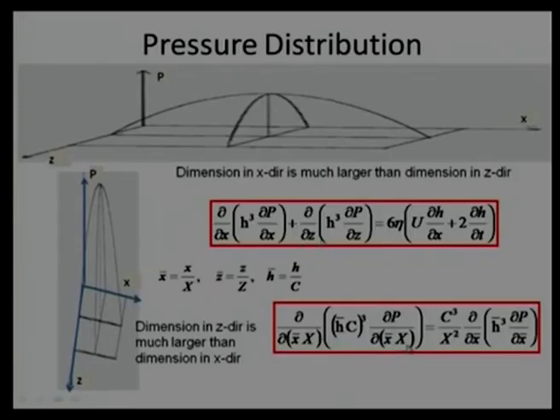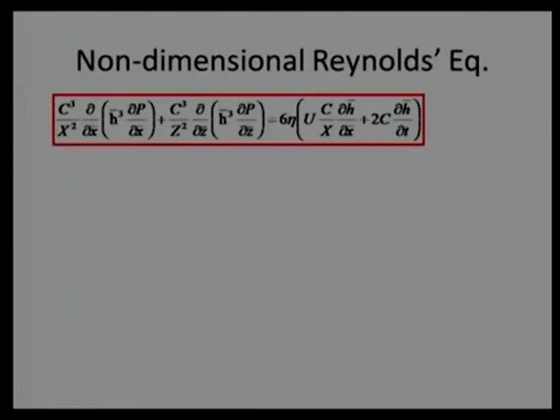Here too, instead of x, we are writing x bar into capital X. That is for the first term, and when we rearrange, we get the term in x bar and h bar, and the multiplication factor comes as c cube by capital X square. This is what I was talking about. This multiplication factor is going to give us the order analysis. If we do a similar thing for the z direction, we get c cube by capital Z square.